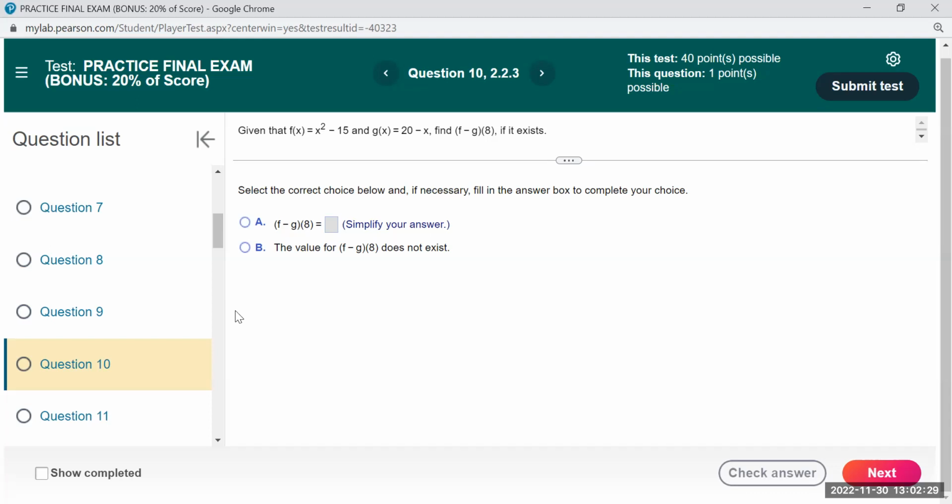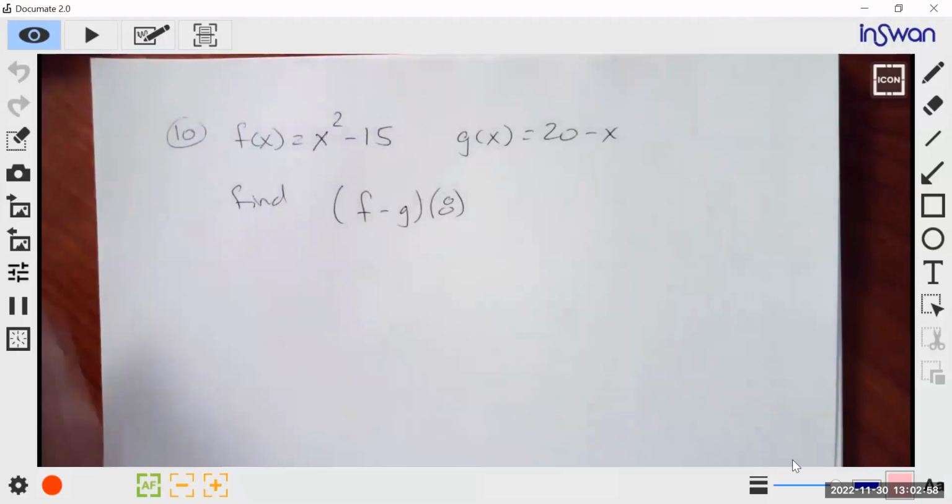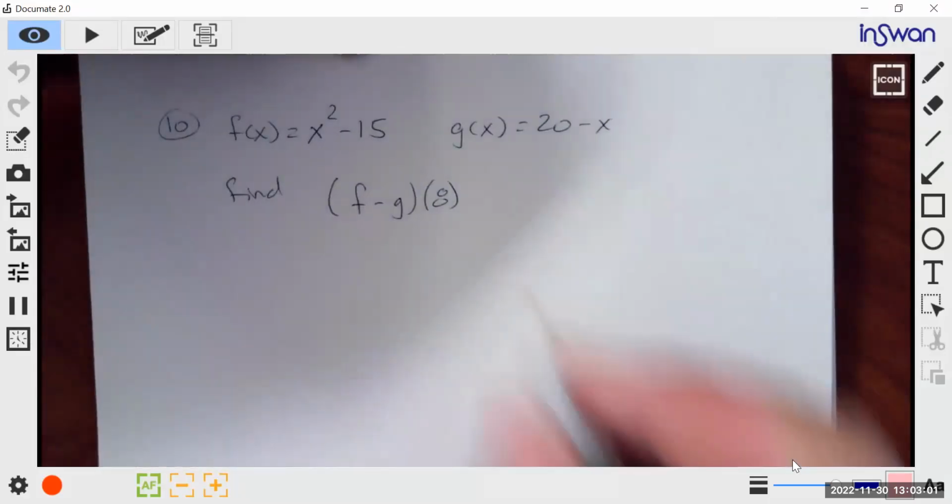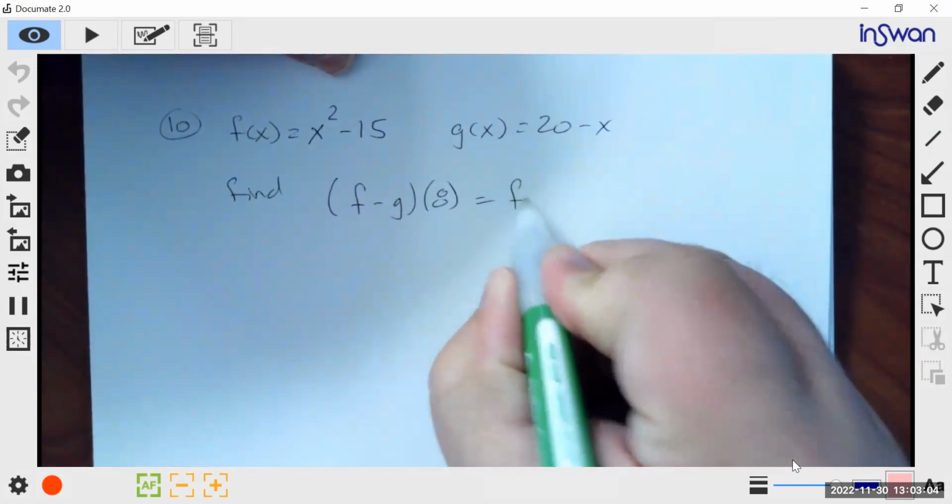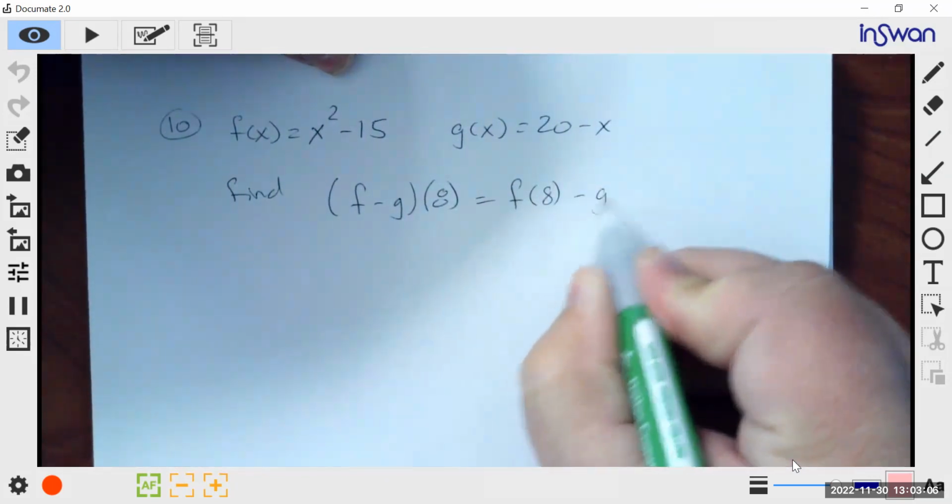Okay. Number 10. Let f of x equal x squared minus 15, and g of x equals 20 minus x. Find f minus g of 8. So remember what this means. This means f of 8 minus g of 8.